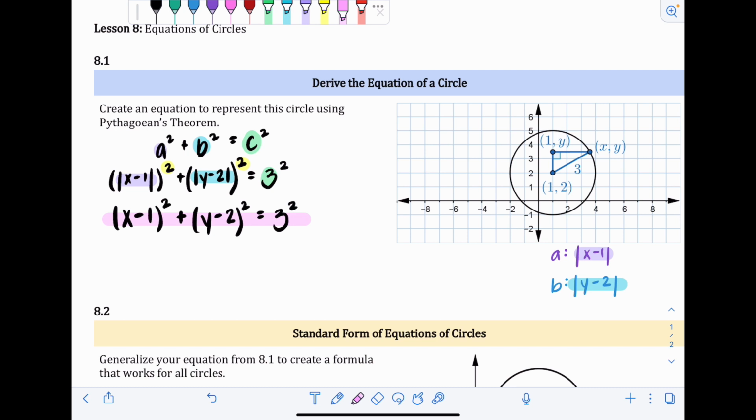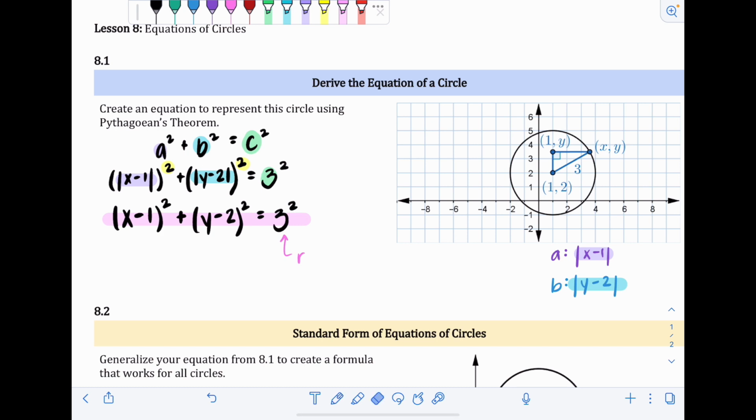Okay, so for 8.2, we're going to end up deriving a more general formula of a circle, but I want us to take a look at our final answer here one time and compare these numbers to the actual values from our graph. So we know that that 3 came from the radius or the hypotenuse of the triangle. So that number right there is the radius of our circle.